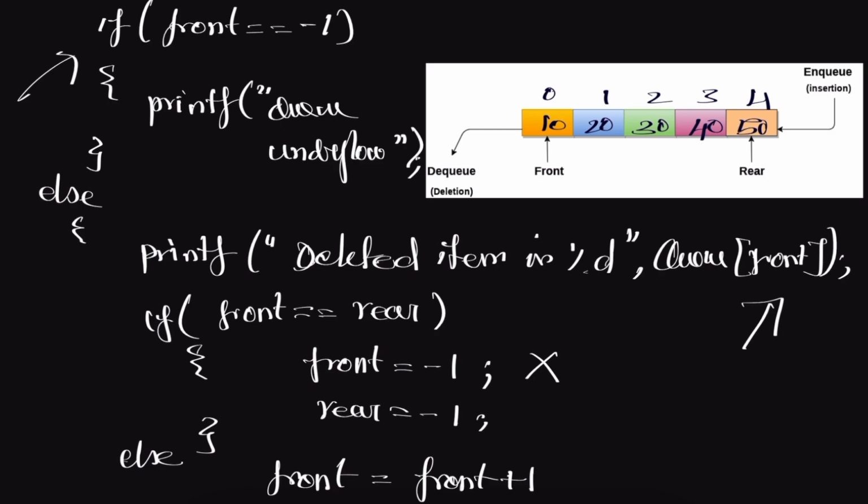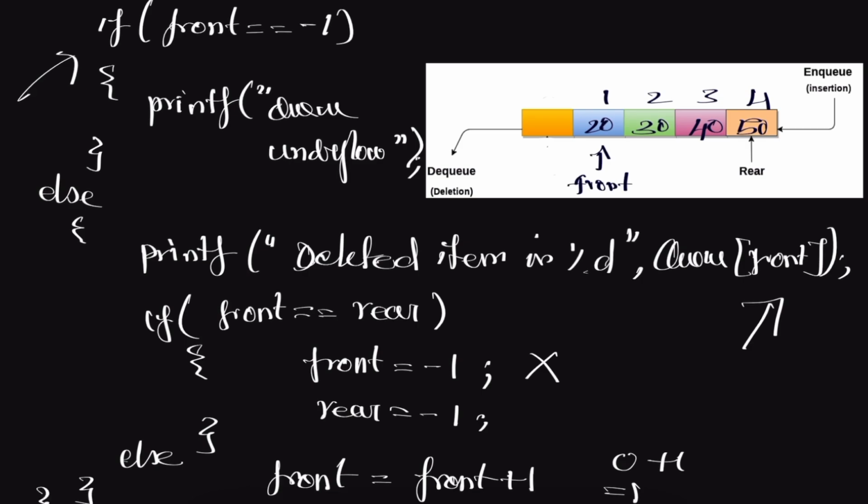In this else part, we are going to increment the front position. What is the front index? The front index is 0. 0 plus 1 is equal to 1. Now the front index points to the first index, and now this is the front. So now the index position is 1.